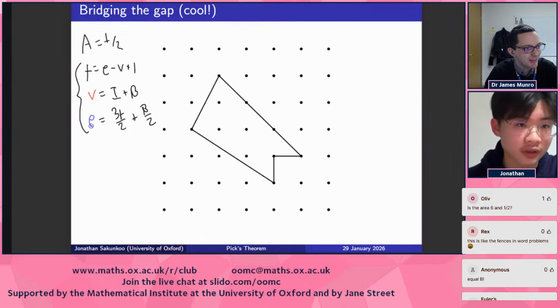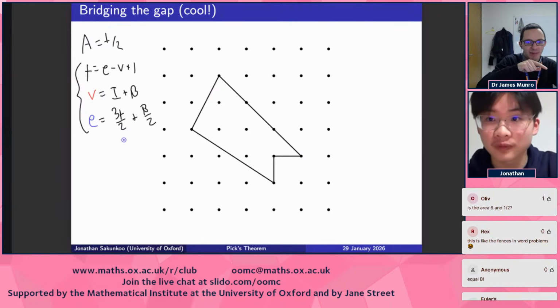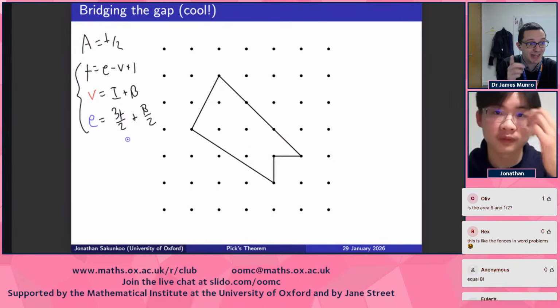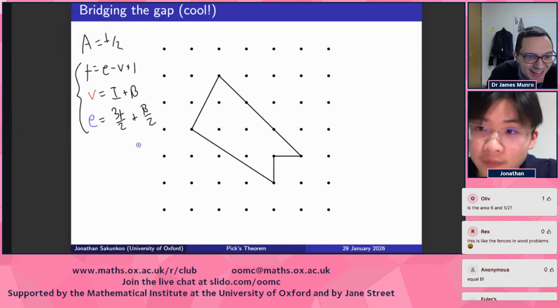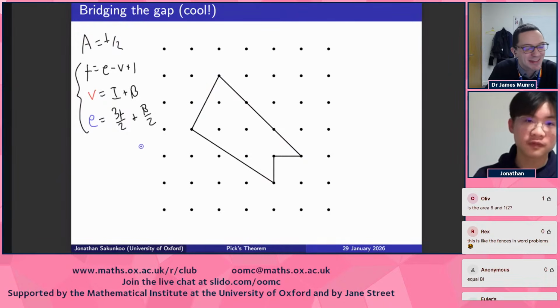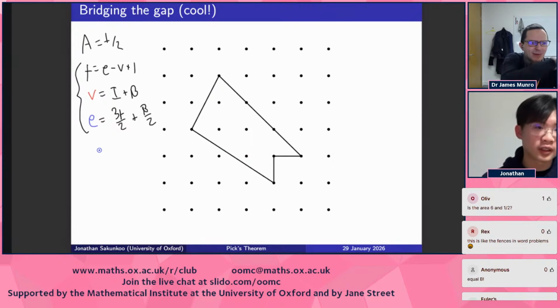Olive in chat has just managed to follow this through. I guess Olive might have missed the start where we had this shape, to find the area of the shape. Right, 6.5 is coming up, which is where we started. So now we can play around with Pick's theorem.